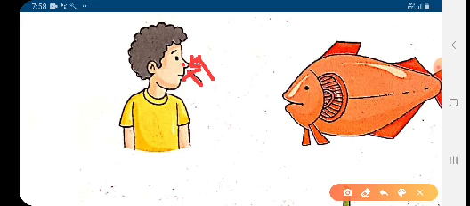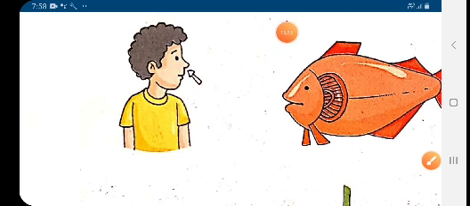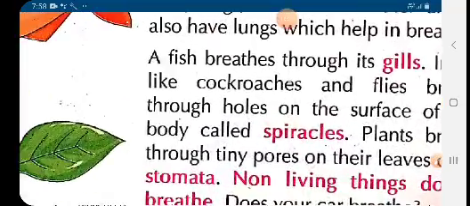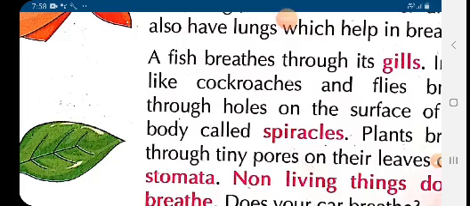Children, non-living things do not breathe. Does your car breathe, children? Have you seen your car breathing? No. Our car is a non-living thing, that is why it doesn't breathe.